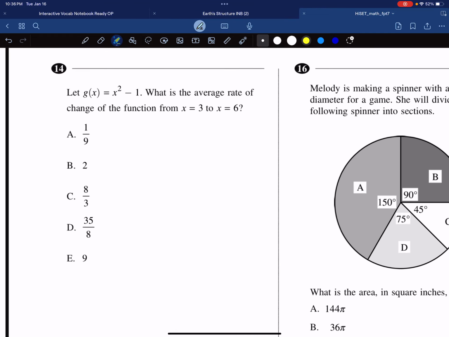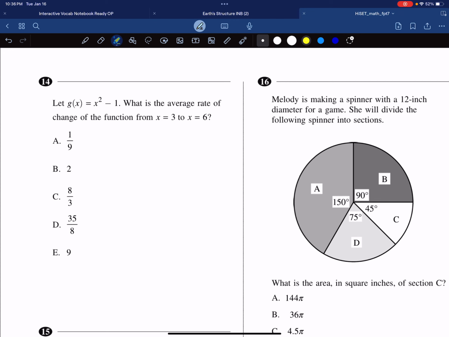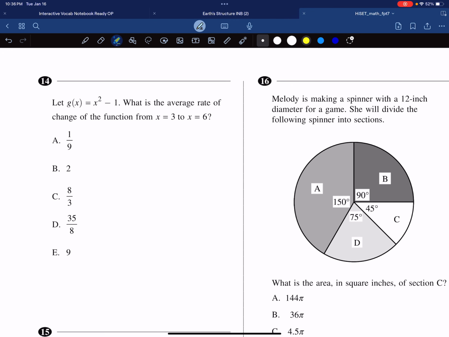Number 14. Let g of x equal x squared minus 1. What is the average rate of change of the function from x is 3 to x is 6?